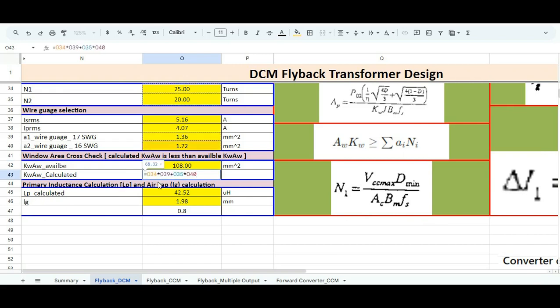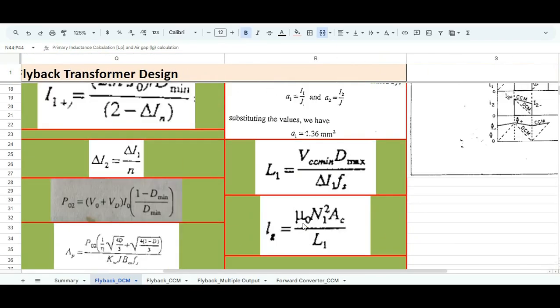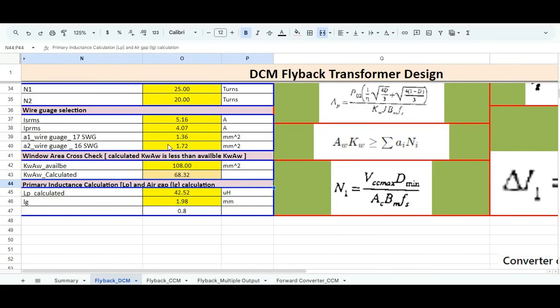And KWAW calculated. How are you going to calculate the KWAW? A very simple formula: you have to multiply the primary number of turns by the primary wire size, and the secondary number of turns by the secondary wire size, and that will give you the calculated KWAW. That means your calculated value is 68 and the available is 108. That means you are able to wind the transformer.